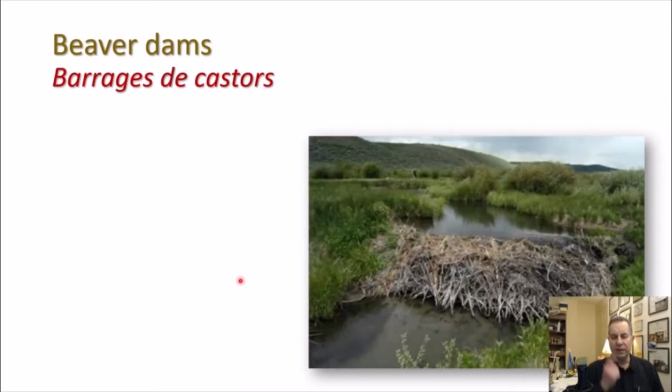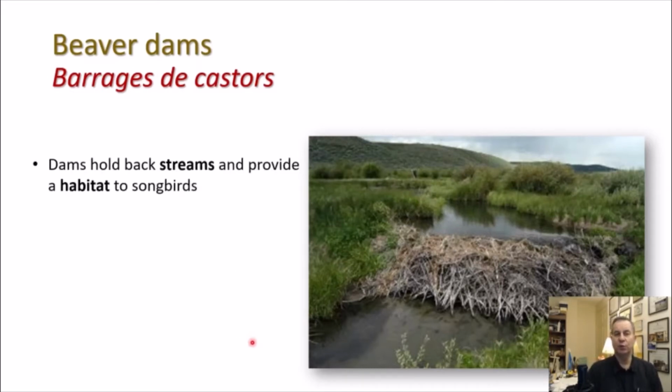Now if we take a closer look at a beaver dam, dams hold back streams and interestingly provide a habitat to songbirds. So birds obviously like to eat insects, among berries and other seeds on the ground. So beavers are pretty smart. They take care of themselves, but they also help other wildlife around.